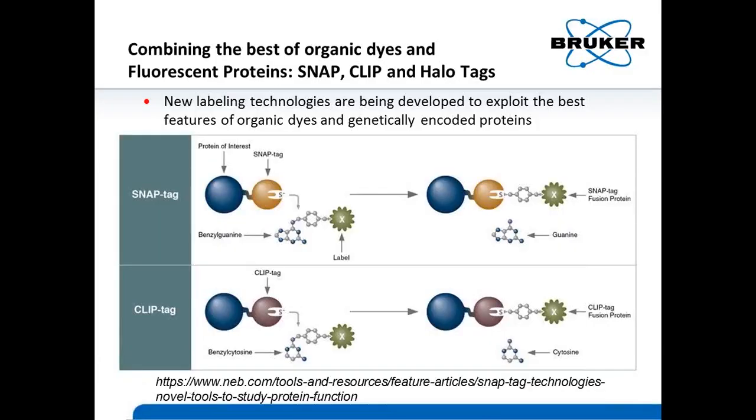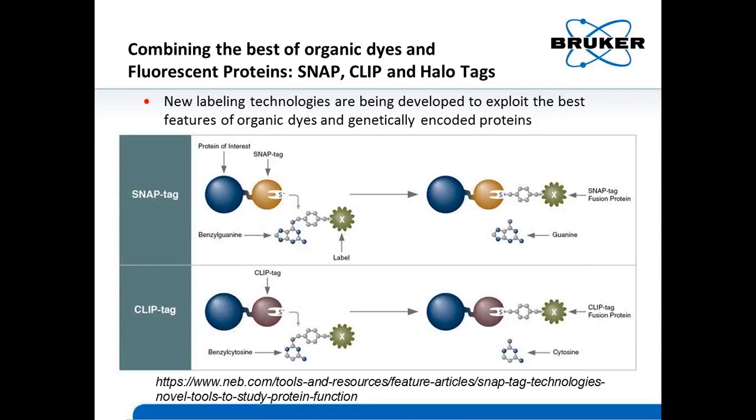So now, as I said, proteins versus organic dyes. How do we combine the best of both worlds, which is essentially what we want? And a lot of folks have thought about that. So in the last few years, new labeling technologies have been developed to exploit the best of both worlds. The most common ones that people use are SNAP, CLIP, and Halo tags. SNAP and CLIP tags are commercially sold by NEB, and Promega sells the Halo tags.